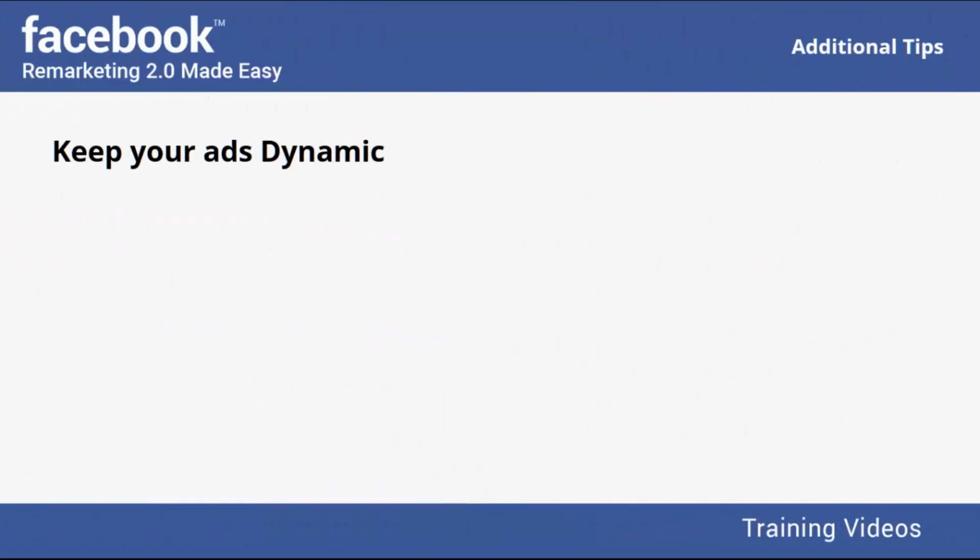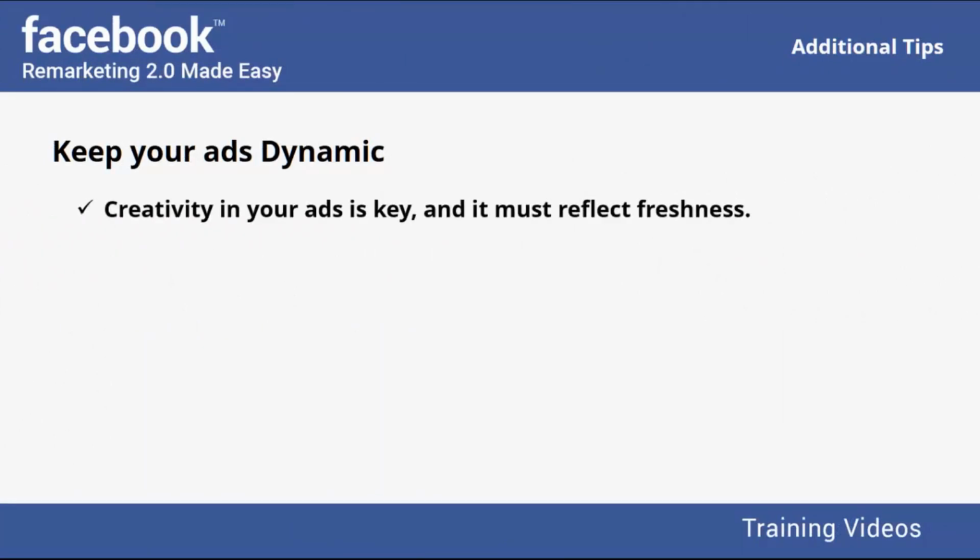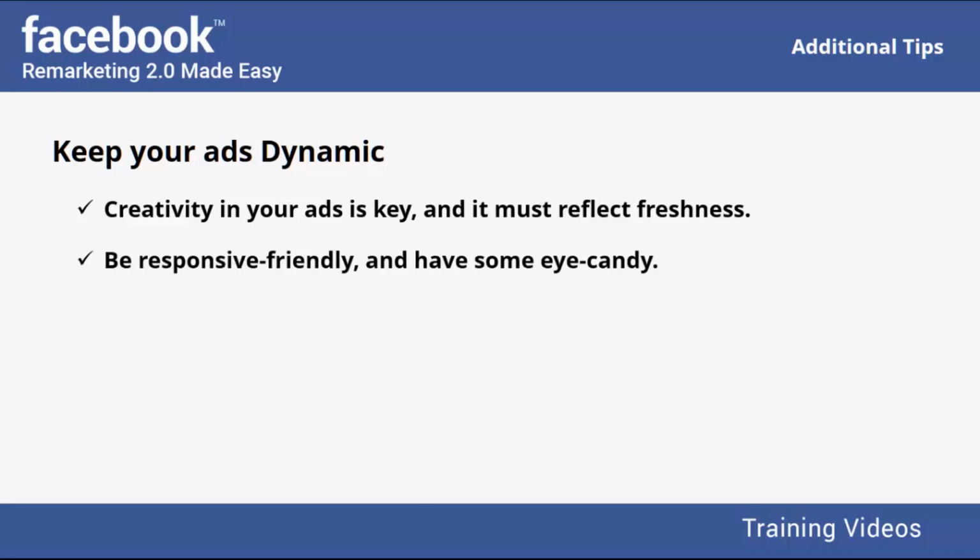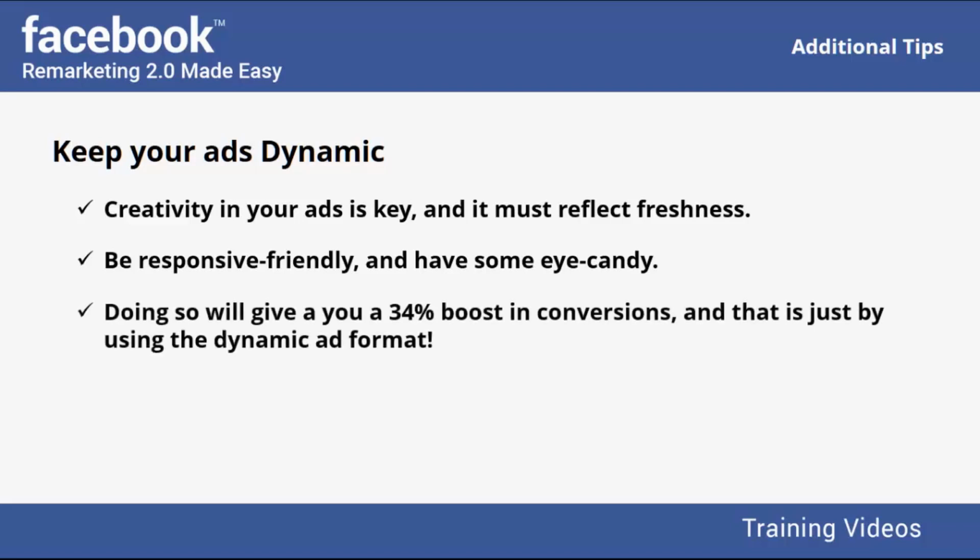Keep your ads dynamic. Creativity in your ads is key, and it must reflect freshness. Be responsive friendly and have some eye candy. Using the dynamic ads format offered by Facebook instead of the old school static ad format will generate more clicks for you, guaranteed. Doing so will give you a 34% boost in conversions, and that is just by using the dynamic ad format. It is likewise great for remarketing purposes. You can work with different product variations within one ad set, which means that you'll not necessarily have to test several ads for different product variations if you find out that one ad with several variations is doing well enough.